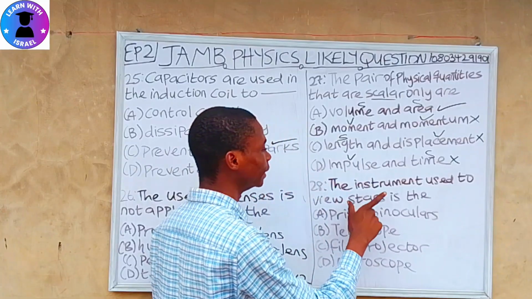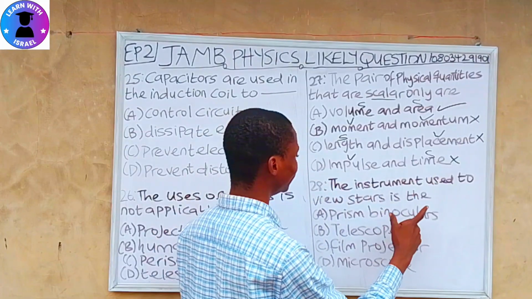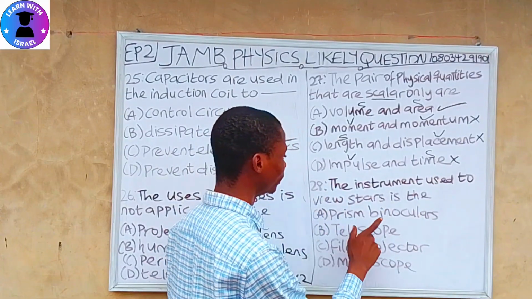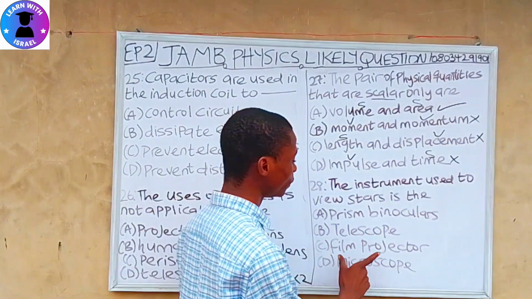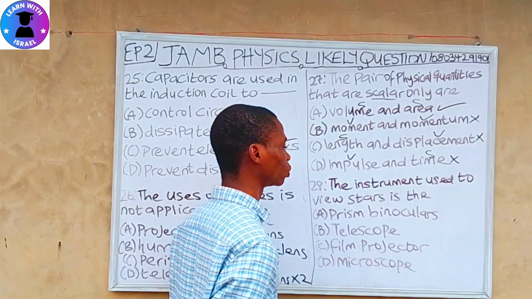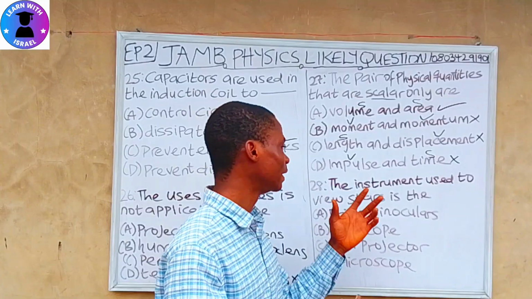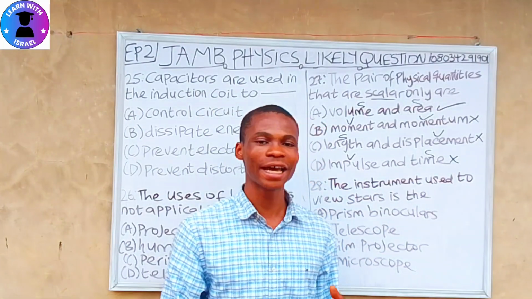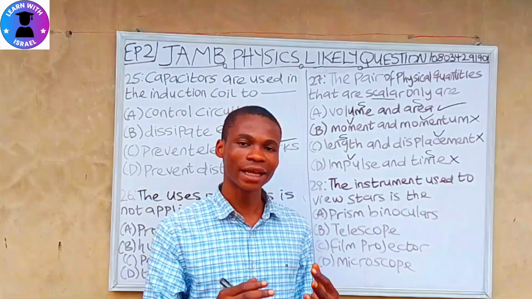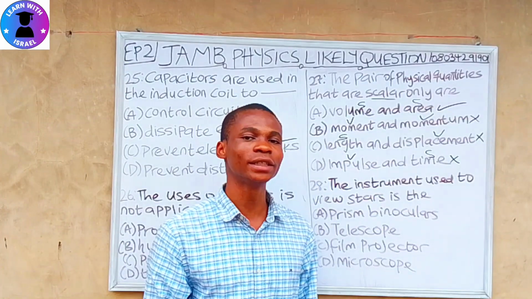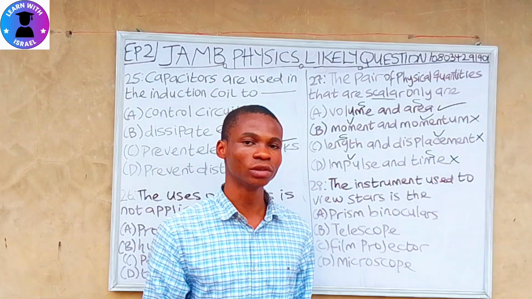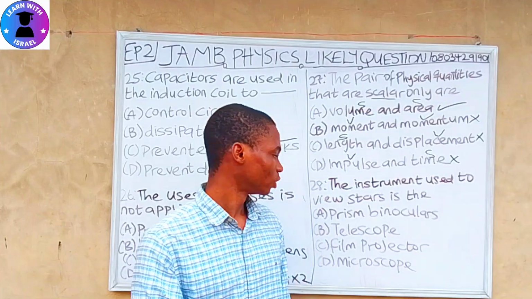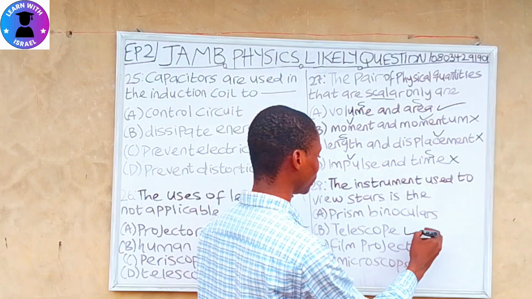Question 28. The instrument used to view stars is the dash. A. Prism, binoculars. B. Telescope. C. Film projector. D. Microscope. I explained earlier that the instrument for viewing star is telescope. Telescope is the one used for viewing star. With the help of convex lens, it is used for viewing star. So telescope is the correct answer.